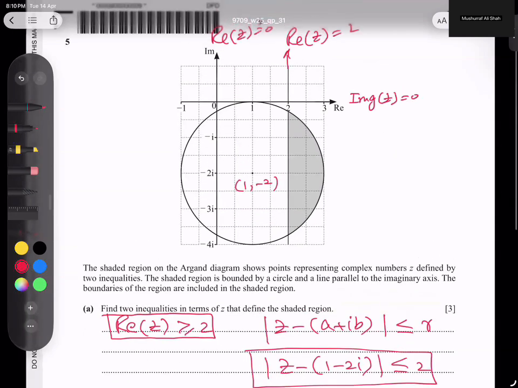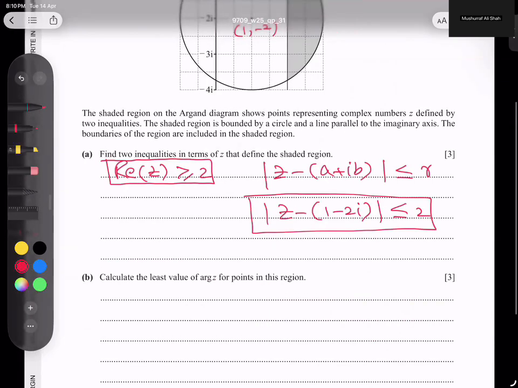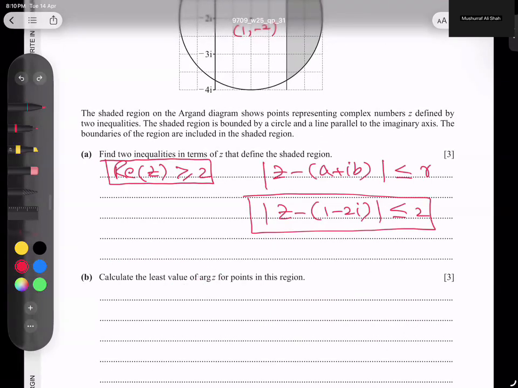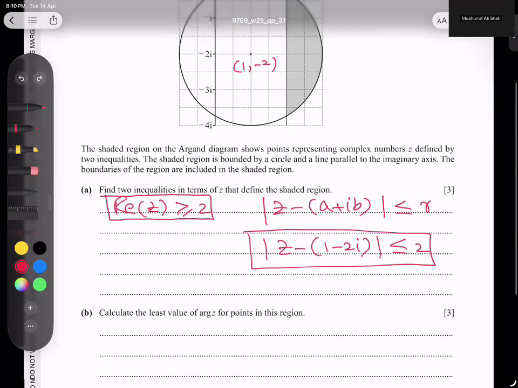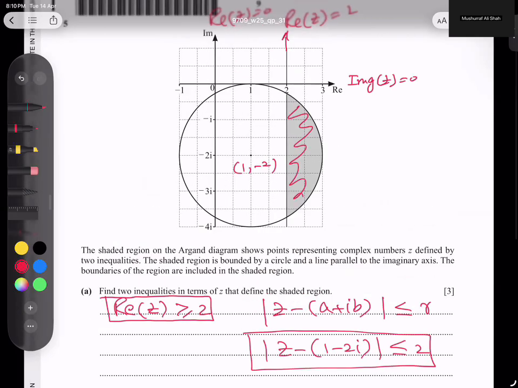Now, next part. Calculate the least value of the argument of Z for points that are in the region. There are many points we have. Many points are there. Okay, what is the least argument?